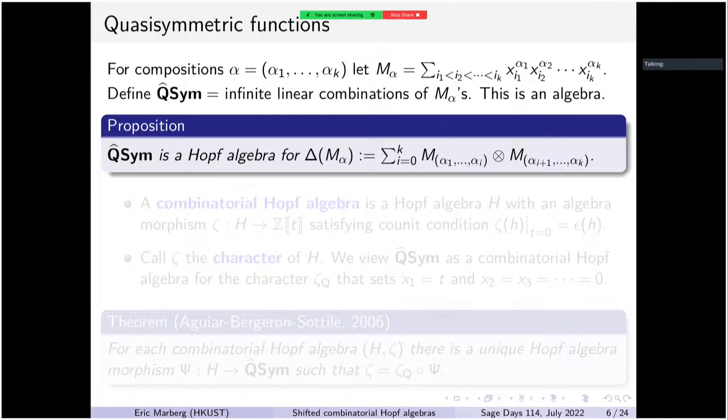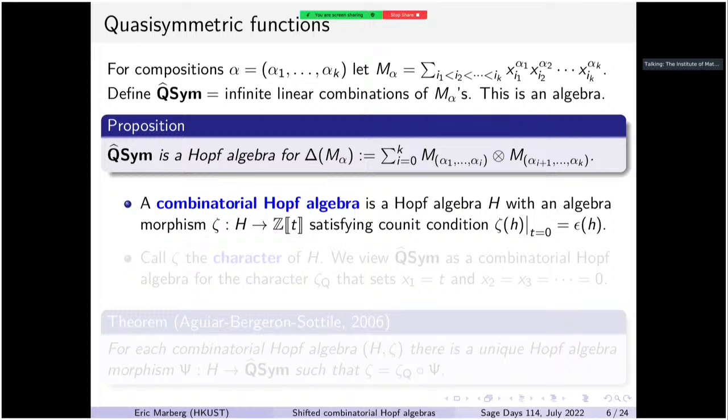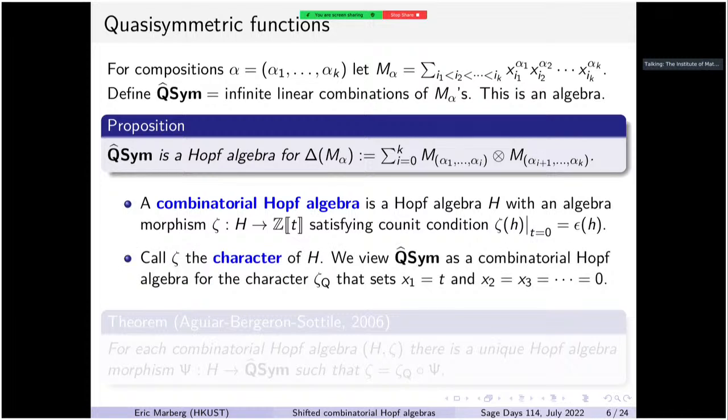So quasi-symmetric functions are fundamental in the following sense. Take a Hopf algebra H, and we just want an algebra morphism from H to formal power series, satisfying one tiny little condition, which is that if we take this character map, which we call character, and we evaluate it, we get a power series. If we set t to 0, this should give us the same thing as evaluating our co-unit. Now again, I'm not going to say anything about units and co-units. For all of our objects, the co-unit is just set variables equal to 0.